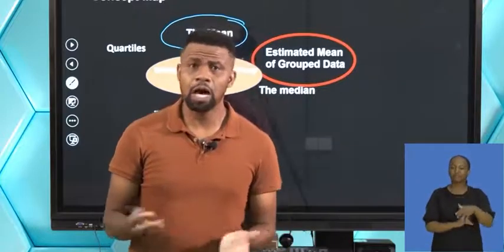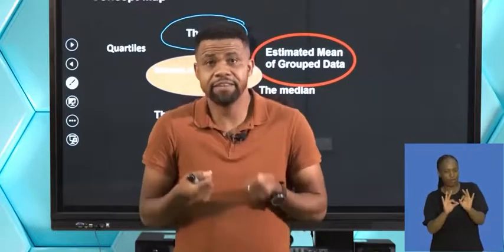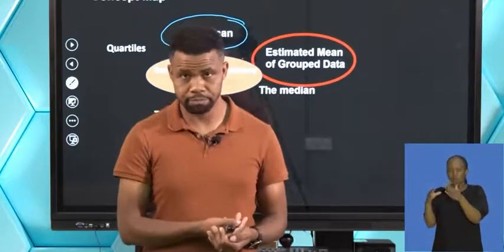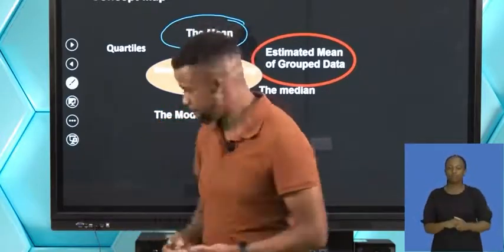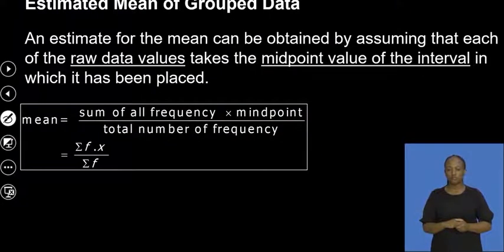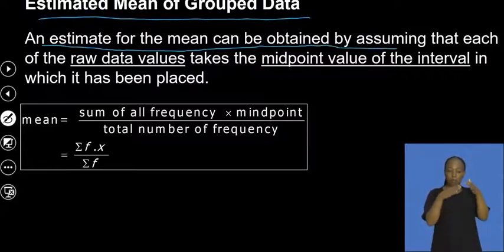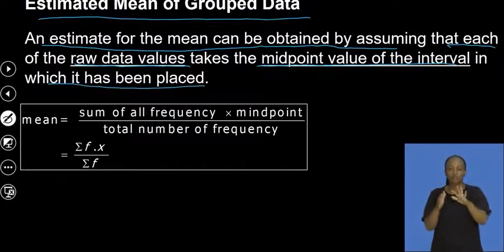Okay. And why do we use the estimated mean? Because sometimes we don't have the actual raw data. We can have data in grouped form. We can actually estimate a mean for that grouped data. Let's look at what this estimated mean looks like and how we interpret that. Estimated mean of grouped data. An estimated mean can be obtained by assuming that each of the raw data values takes the midpoint value of the interval in which it has been placed.